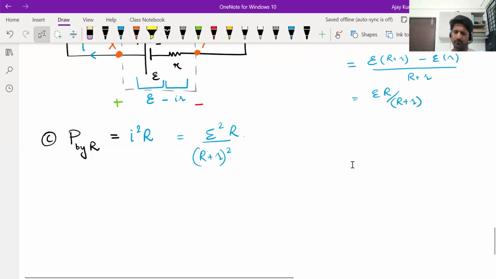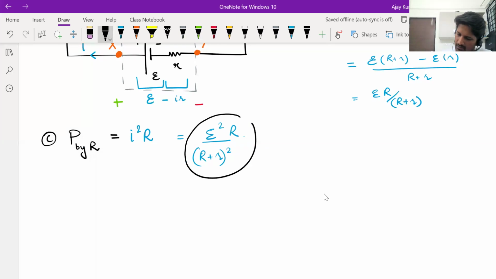Now, some of you may have studied this already. There's something called maximum power dissipation theorem. Whenever current passes through a resistance, heat will be released. And the rate at which heat is released is what we call power dissipated. Release is dissipation. Rate of release is power. Now tell me, the power dissipated here by the external resistance, clearly it depends on capital R.